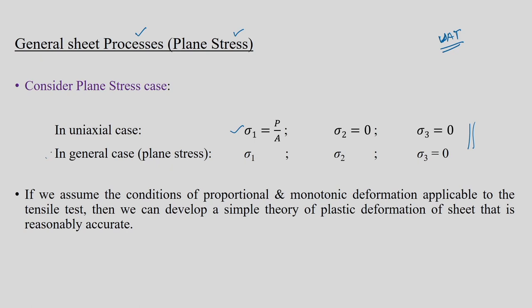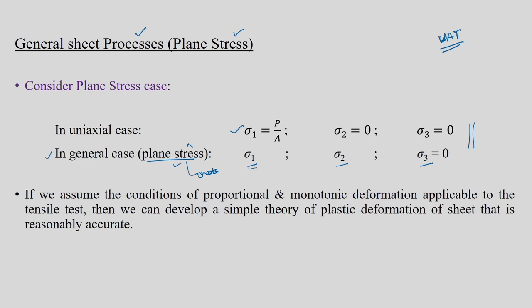Now if you go for the general case, suppose you pick plane stress. Plane stress means we are specifying mainly sheets. That is why we are calling it plane stress. If it is a plate, say 5 mm or 6 mm thick, then you should not generally use plane stress. One has to really look into it. That is a different situation. But in the general case, if it is a sheet, you are going to have sigma 1, you are going to have sigma 2, but sigma 3 can be 0. Why? Because it is plane stress. So we are simplifying any sheet forming problem this way.